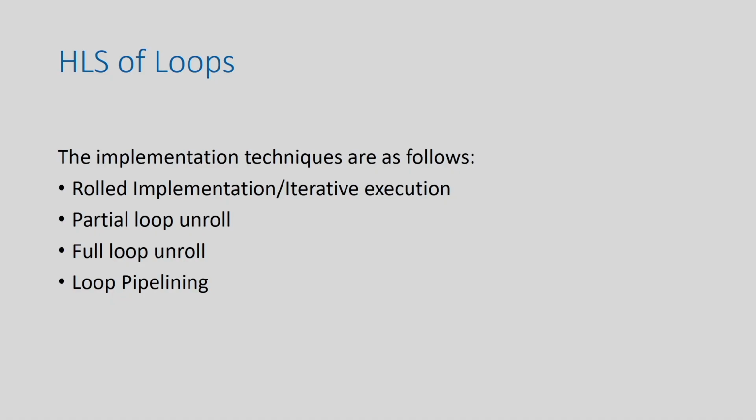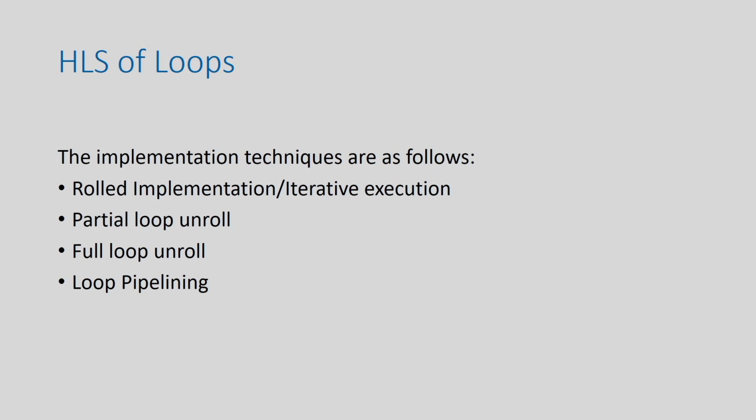Since a loop is iterative, its efficient execution is very important, otherwise it might hinder the performance. Loops are implemented in hardware in 4 different ways: the rolled implementation or iterative execution, partial unrolling, full or complete loop unrolling, and loop pipelining. In today's class, we are going to discuss the rolled implementation, partial loop unrolling and full unrolling, and in the next class we will discuss loop pipelining in detail.